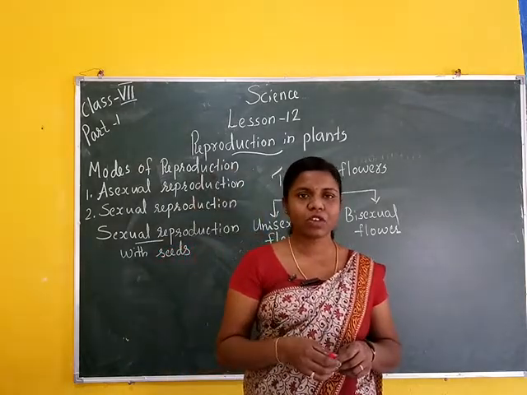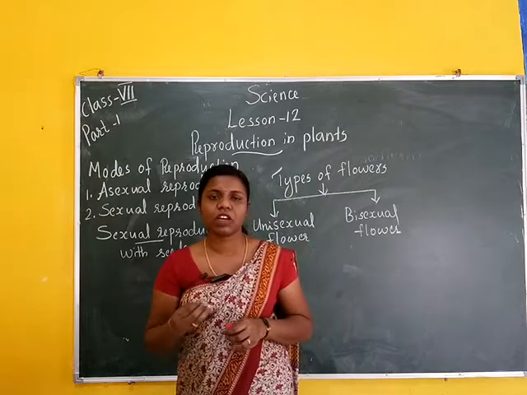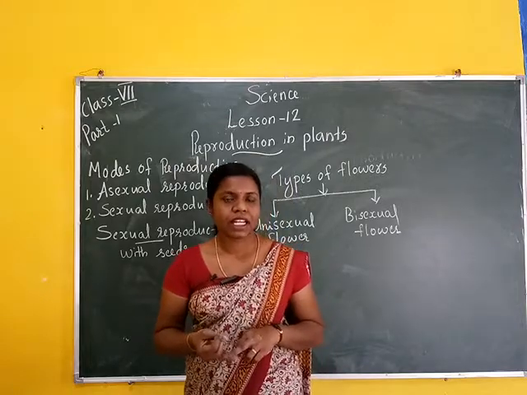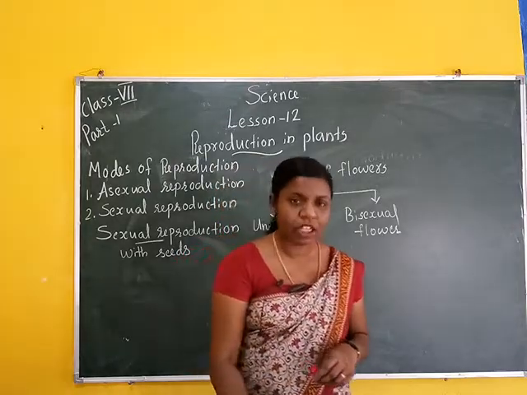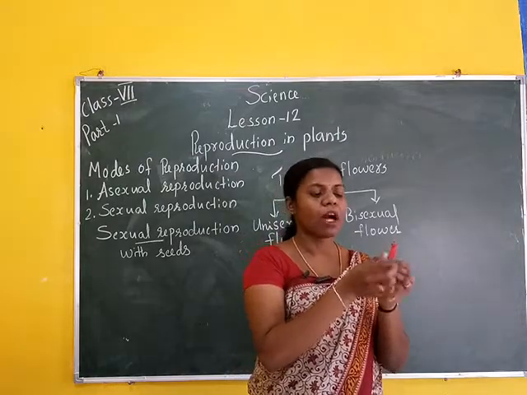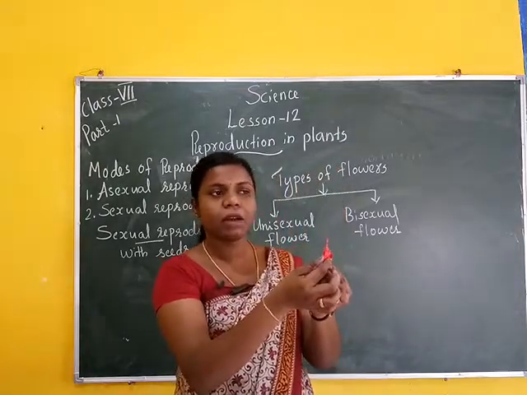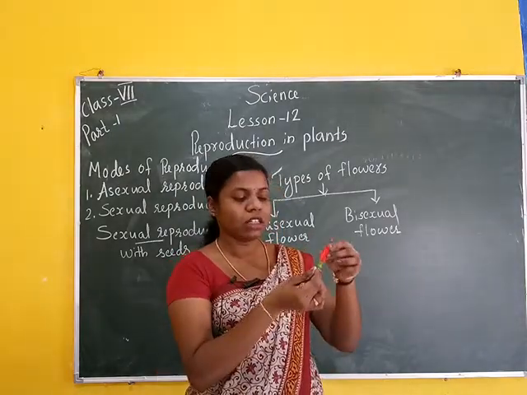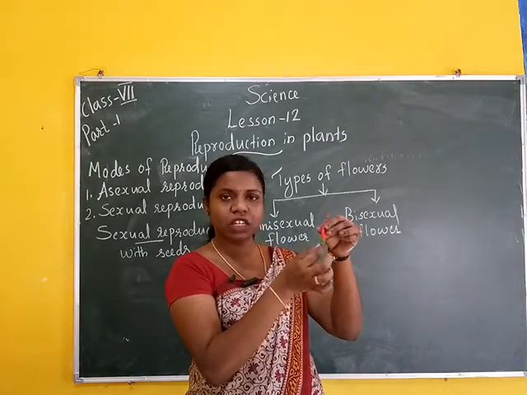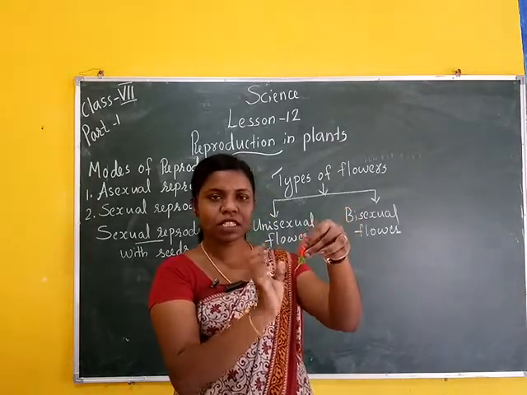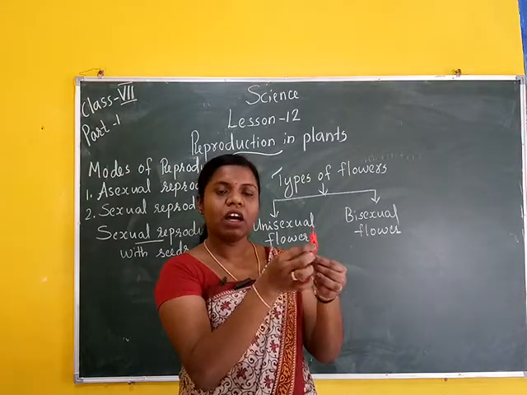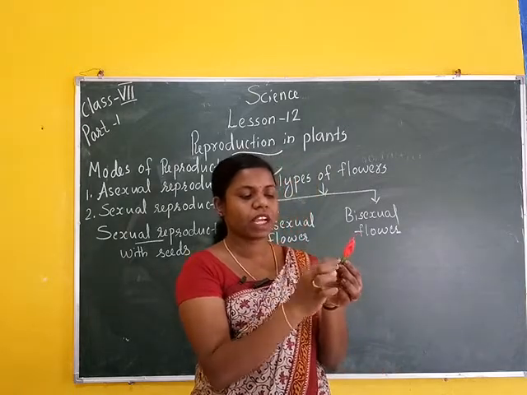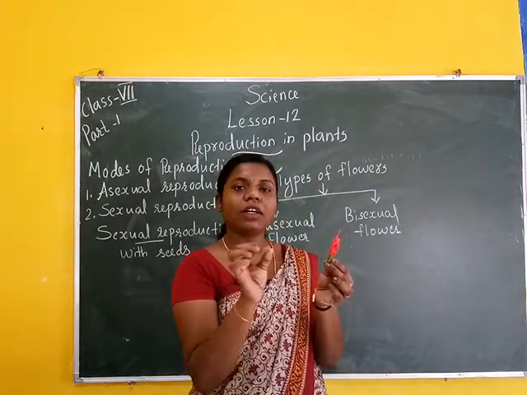Then different parts of a flower. What are they? You already learned in 6th class: sepals, petals, stamen, and pistil. Petals means the colored part of the flower. That means this red colored part of the flower is called petals. Sepals means this green leaf-like structure.